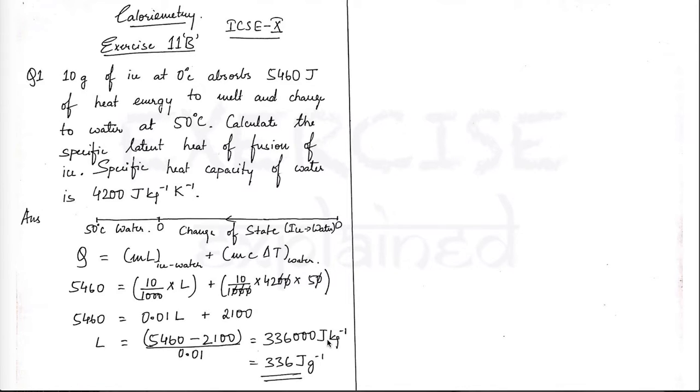Now you can definitely leave your answer here, but the textbook answer is given in joules per gram. Remember, joules per kg is the SI unit, but I have converted to joules per gram since the textbook answer is given in joules per gram. So 336 joules per gram.